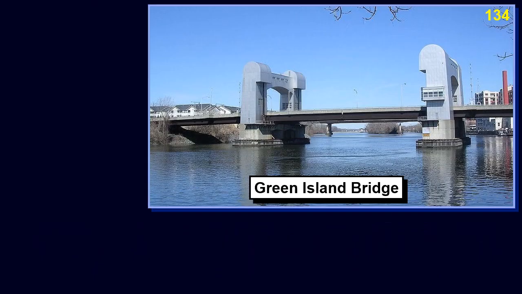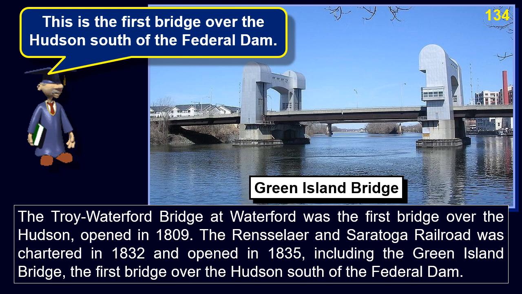The Troy-Waterford Bridge at Waterford was the first bridge over the Hudson, opened in 1809. The Rensselaer and Saratoga Railroad was chartered in 1832 and opened in 1835, including the Green Island Bridge, the first bridge over the Hudson south of the Federal Dam.